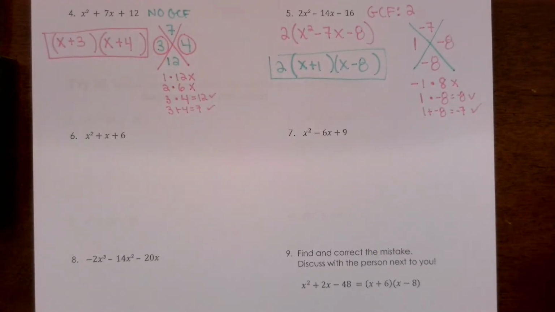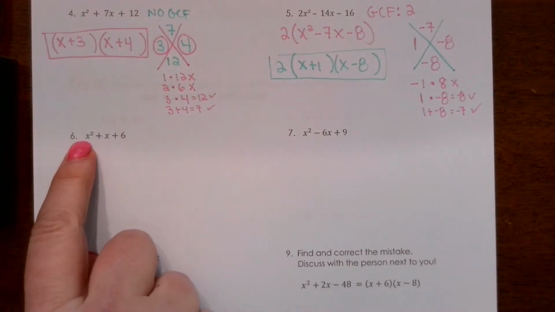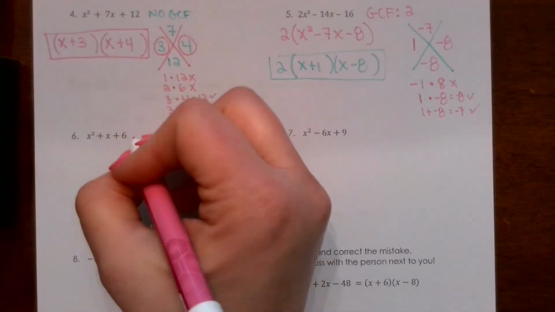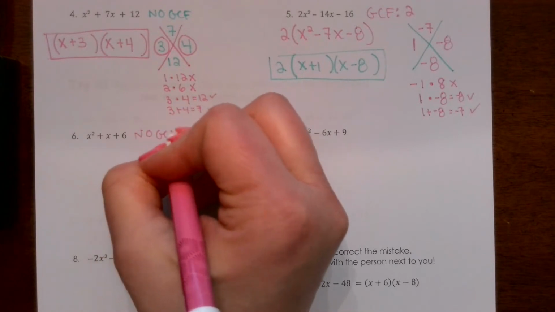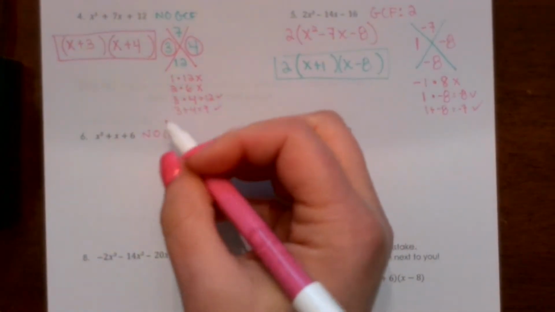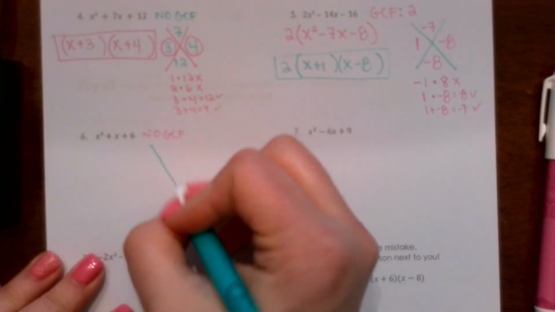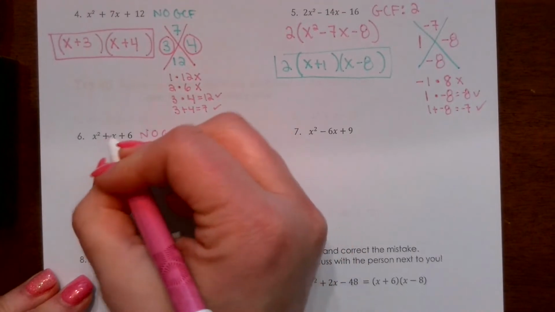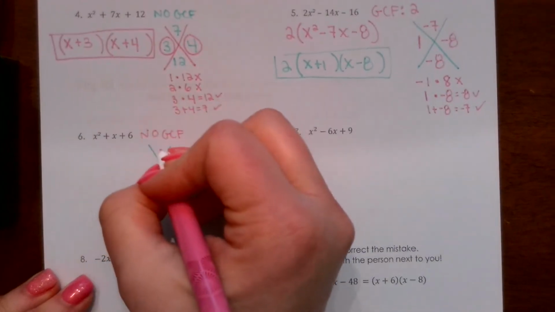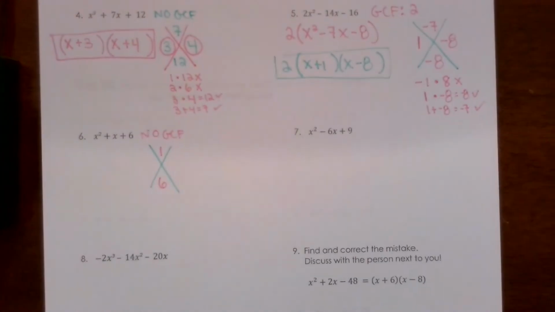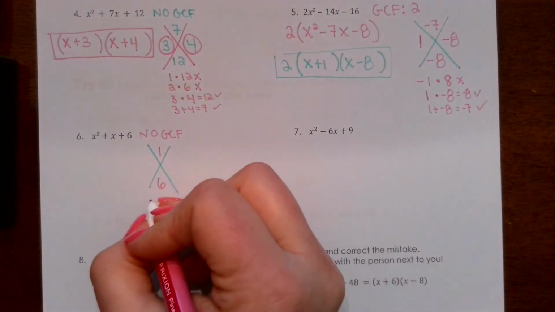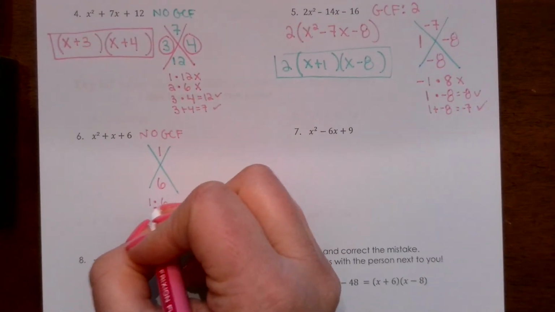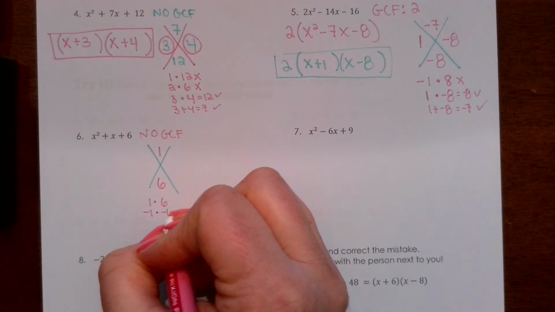Let's take a look at this. Greatest common coefficient is 1, so no GCF there, and this does not have an x, so this has no GCF. Let's draw a nice big x. I've got 1 times 6, and the coefficient there is a 1. Let's think about how do I get to 6? Well, I can do 1 times 6, or I could do negative 1 times negative 6.